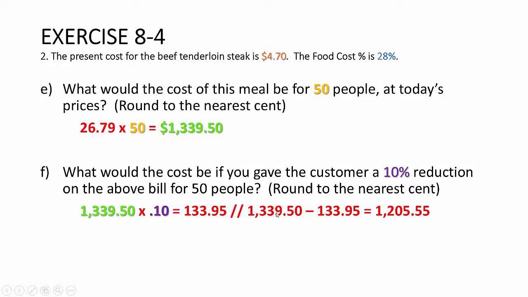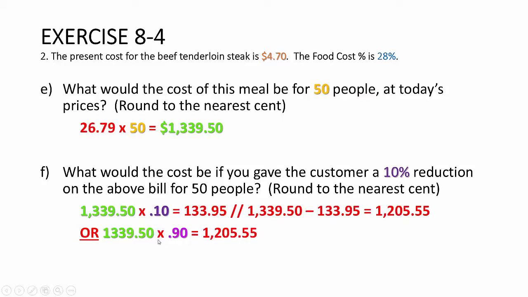Since this is a savings, we're going to subtract it from the original bill. So $1,339.50 minus $133.95, there is what they would have to pay after the 10% discount has been given. Or we have another way that we can look at this quickly. If we're saving 10%, that means we're only paying for 90%. So if we multiply the original price or cost for 50 people by 90%, this will give us the exact same answer as taking 10% off the price.